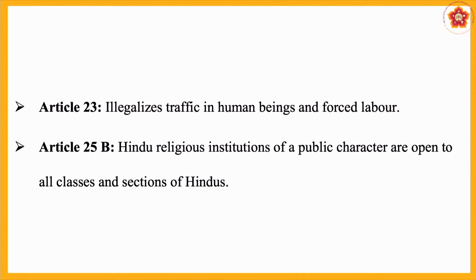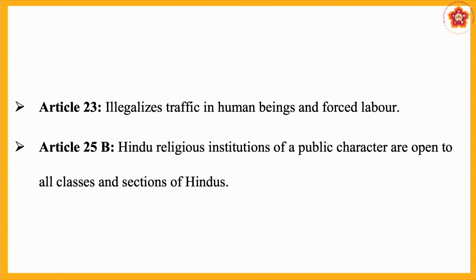Article 23 talks about making illegal the traffic in human beings and forced labour. So, what is this traffic in human beings? Traffic of human beings means transporting children, women, human beings for the purpose of forced labour or even sexual exploitation. This particular article makes it illegal, that means nobody is allowed to practice trafficking of human beings.